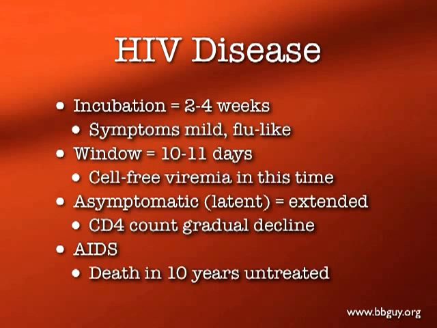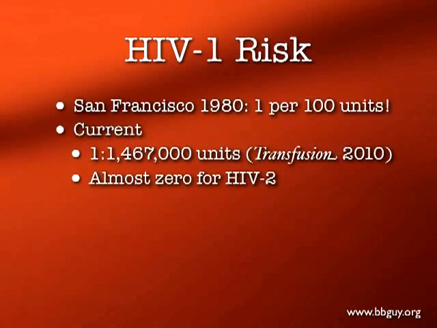There's an asymptomatic period for HIV that's very long, very extended, as the CD4 count gradually declines over time, and then finally the presentation with AIDS, and individuals with AIDS will die within 10 years if untreated. But treatment obviously has improved, and individuals are seeing much, much better results with treatment nowadays than they were in previous years. All right, so HIV-1 risk, wow.